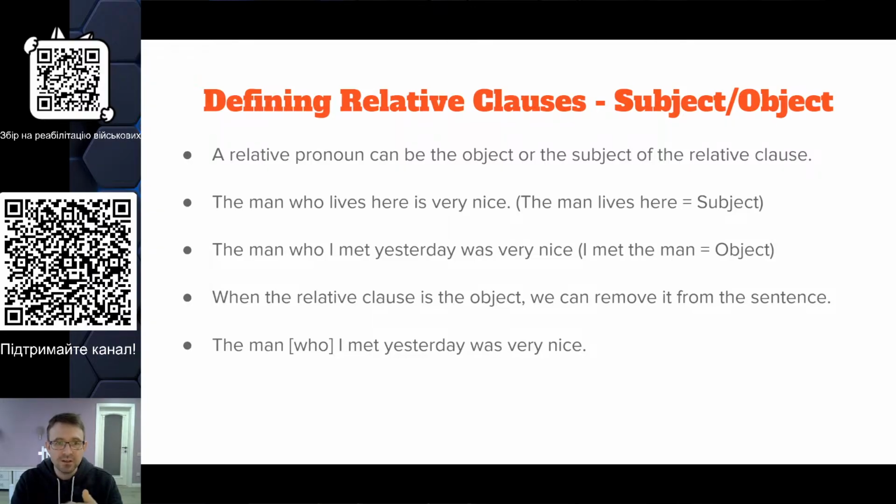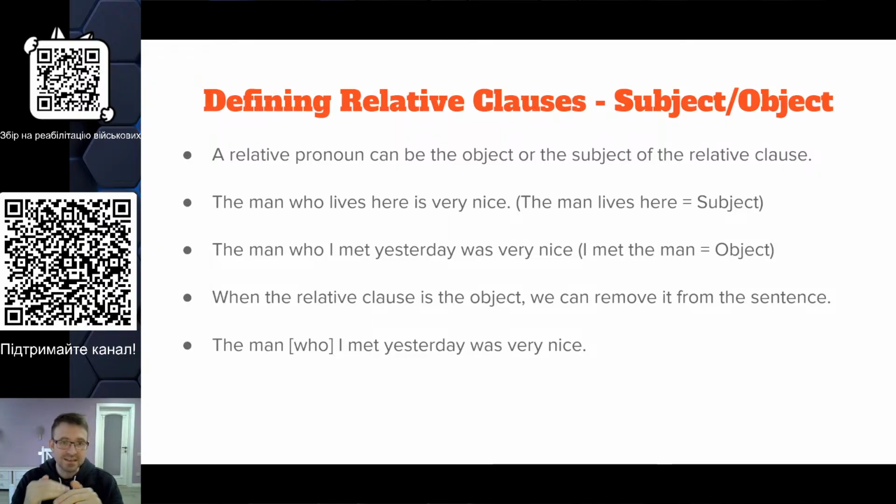So, if we have a look at these two sentences that I've written in the second and third point, the man who lives here is very nice. Here, who is the man. That's who we're talking about. So the man lives here. And so here, who is the subject of the sentence. The man, the subject, lives is the verb, and here, it's a place but functions like an object.